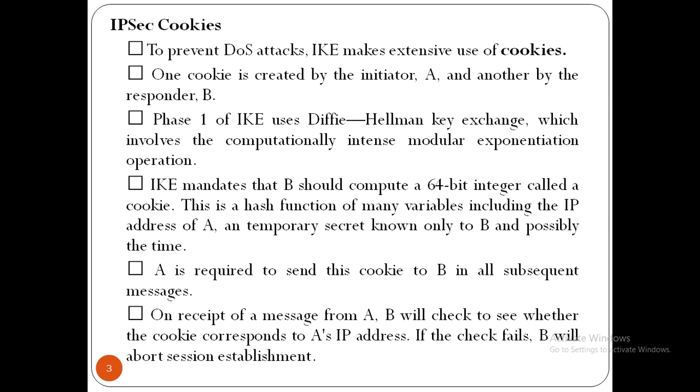A is required to send this cookie to B in all subsequent messages. On receipt of a message from A, B will check whether the cookie corresponds to A's IP address. If the check fails, then B will abort the session establishment. So B will not continue establishing a session with A. If the check fails, B comes out of the session establishment procedure. This is the basic idea behind the IKE protocol.